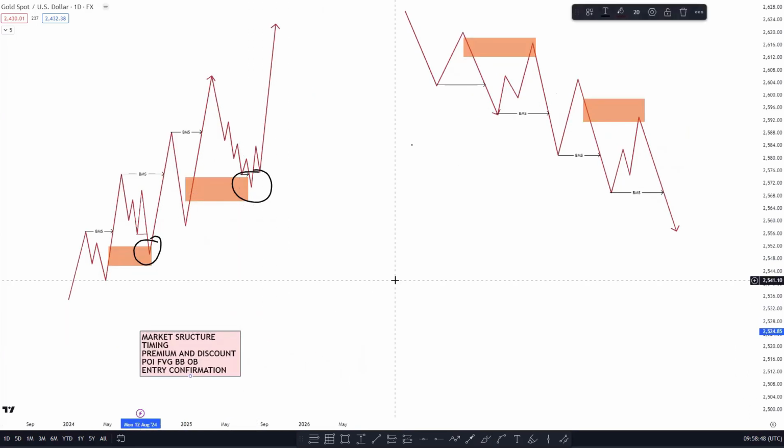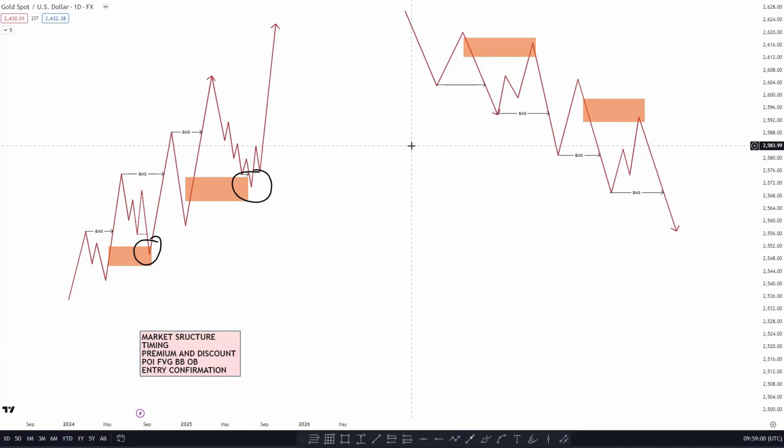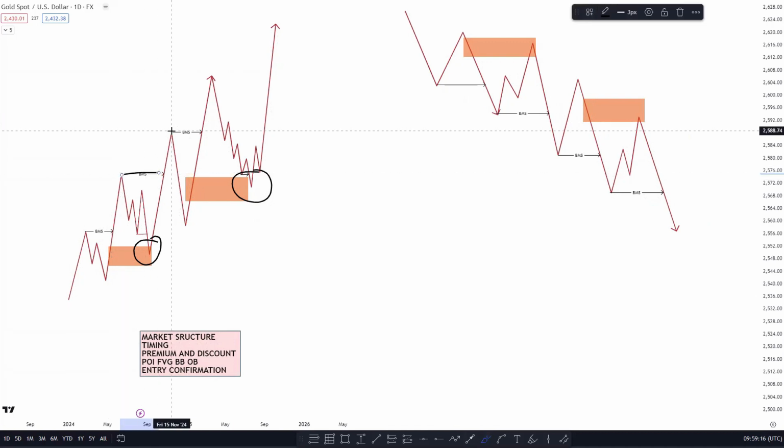So the first thing we are going to do is combine these 5 concepts to find a good trading setup. First thing is market structure. We are identifying if we are in an uptrend or a downtrend. Clearly this is telling us that we are in an uptrend, because price keeps breaking a series of higher highs all the way up.